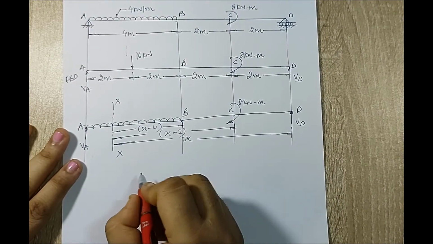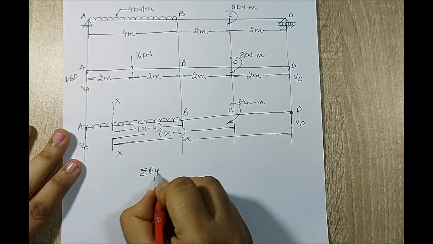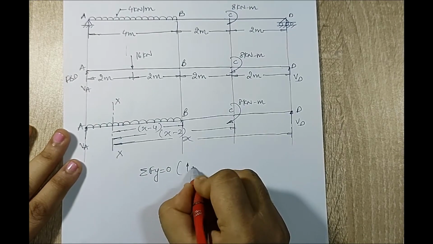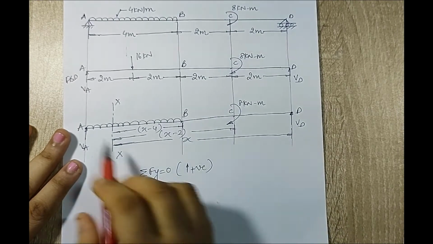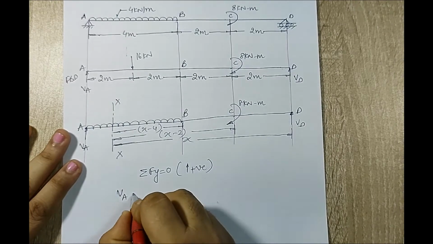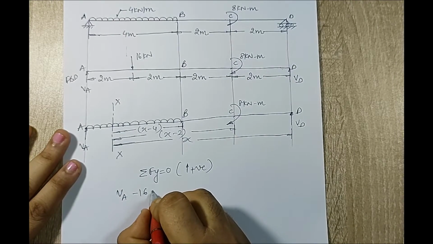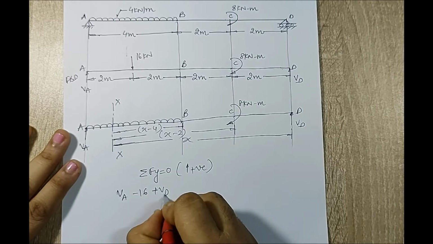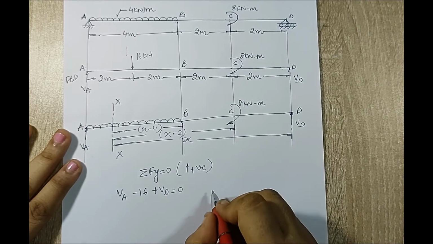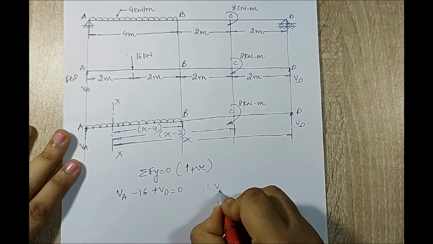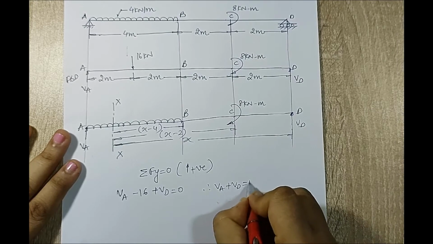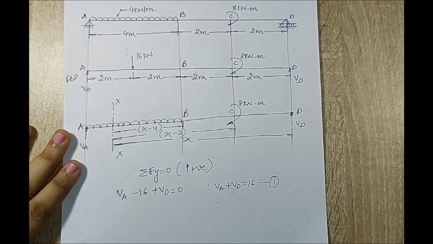I'll use a condition of equilibrium. Summation of force in y direction is 0. Upward forces will be considered positive. I have VA going upward, 16 going downwards, and I have plus VD is equal to 0. So I have therefore VA plus VD is equal to 16. This is my first equation.